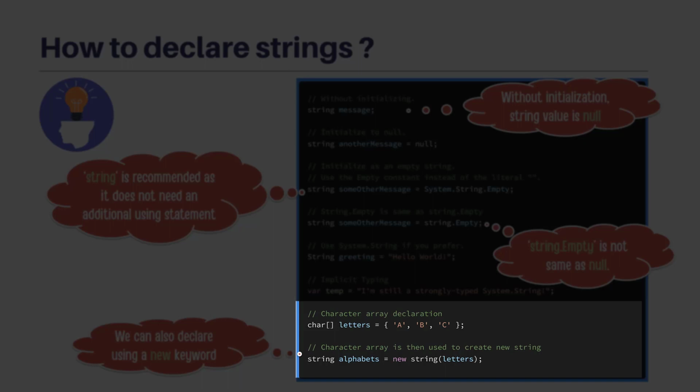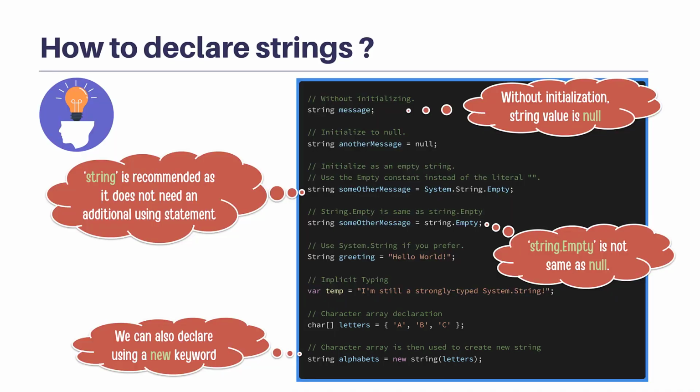This new keyword is generally used to instantiate a class. We have not seen the details about this new keyword and we also have not discussed classes yet. So I will not discuss more about this particular method in this chapter. I hope you know various ways to declare strings now.